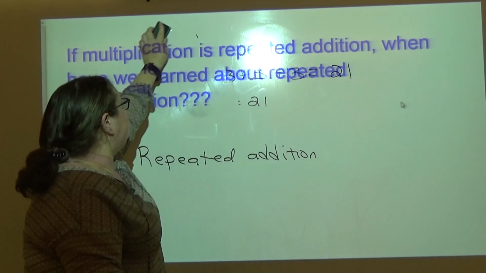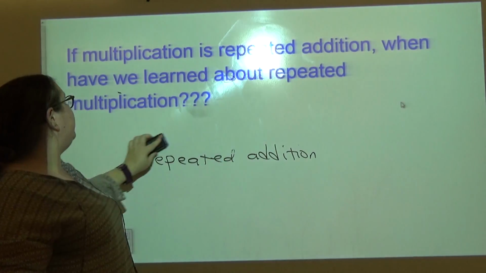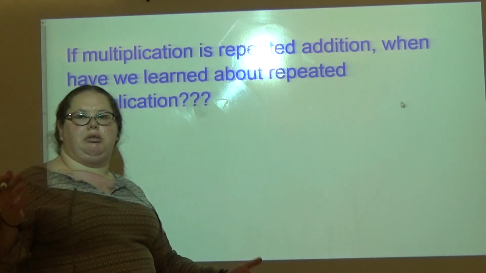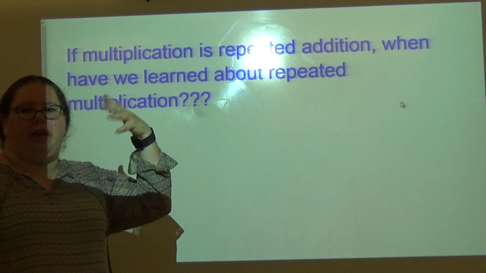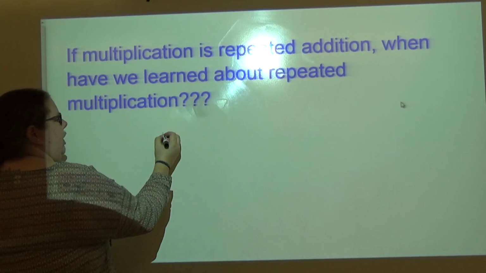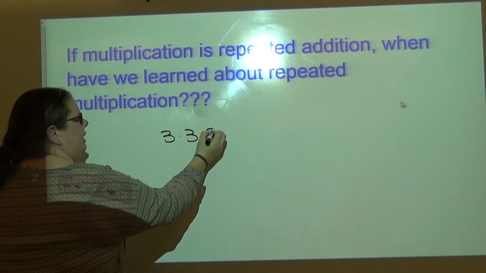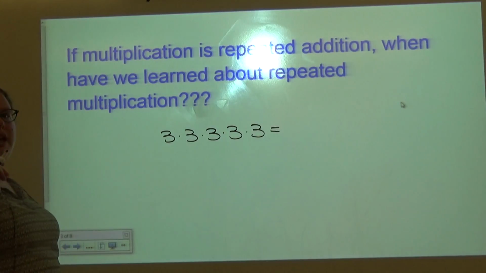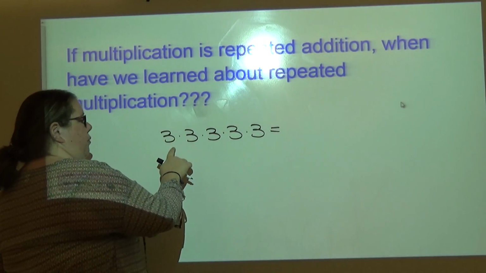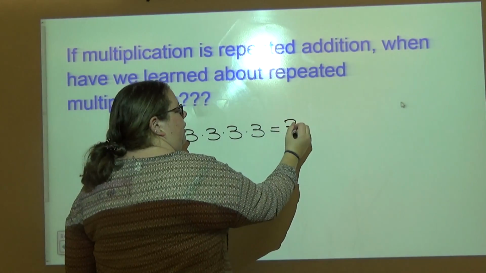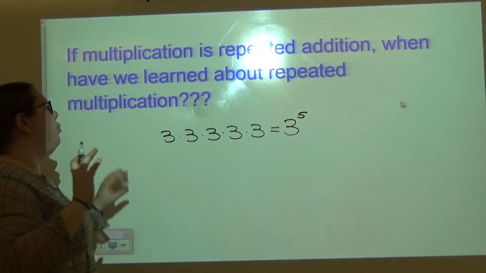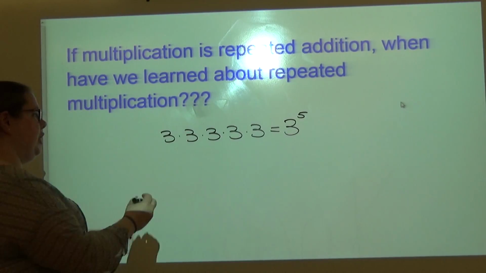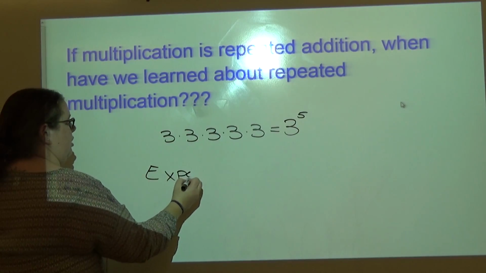Alright, so if multiplication is repeated addition, does anyone remember when we did repeated multiplication and where that comes into play? So if we did multiplication a bunch of times by the same thing, think about when you saw that. Those were exponents. So we have 1, 2, 3, 4, 5, 3 to the 5th. So multiplication is repeated addition, and repeated multiplication is your exponents.